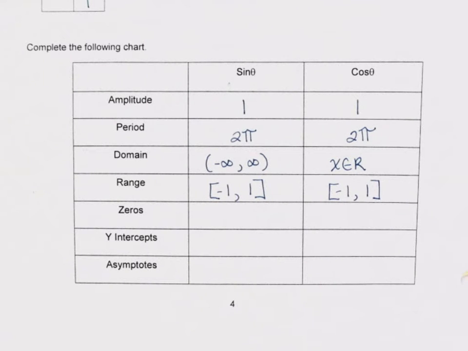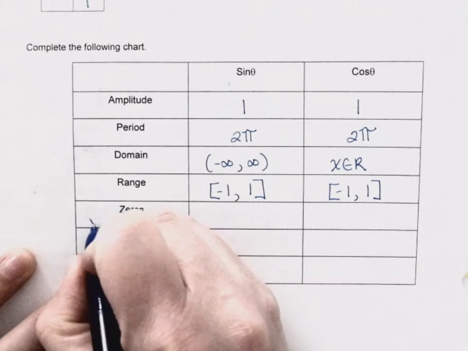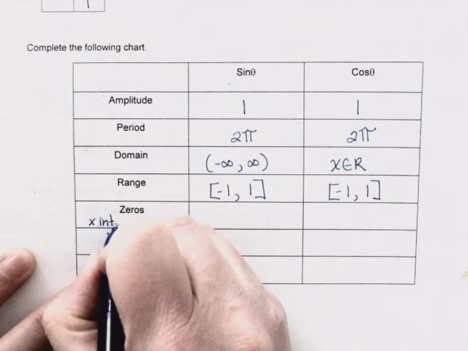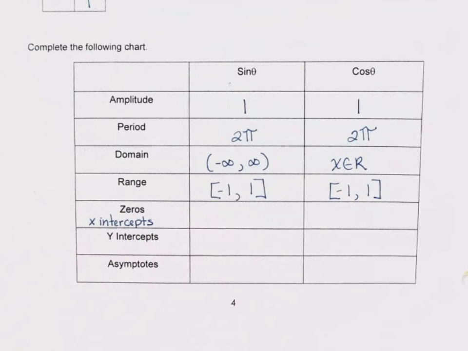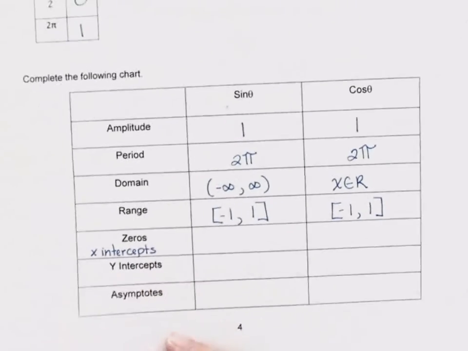Okay, zeros of the function, what are those? What's the other name? We got x-intercepts, zeros, and there's a third name for them. Roots. Yeah. Roots. Okay, so let's talk about our sine graph.